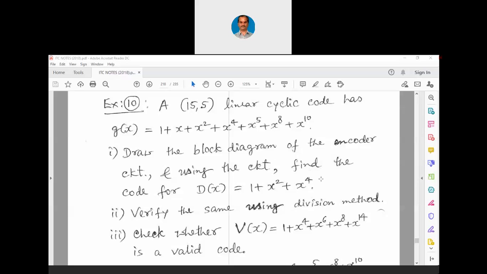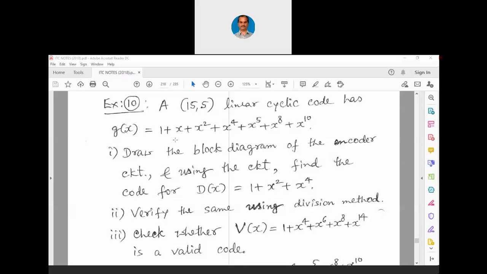So this is the data vector given, that also is given in the polynomial form. Now after writing the encoder circuit and after finding the code for the given data vector, verify the same using the polynomial division. That is the second part of this exercise. Now the third part of the exercise is check whether v(x) equals 1 plus x power 4 plus x power 6 plus x power 8 plus x power 14 is a valid code vector or not. The vector given here, is it a valid code or not?